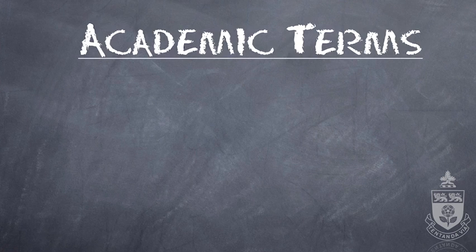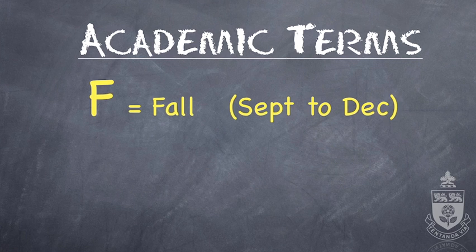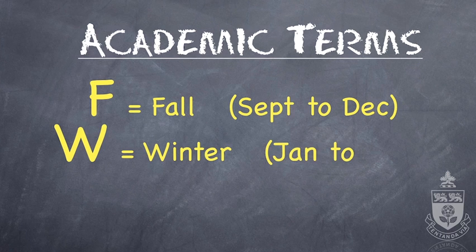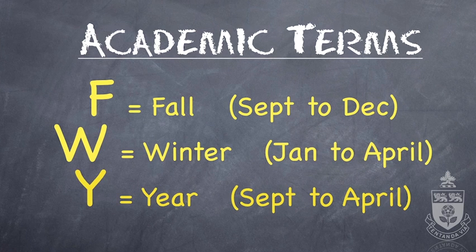Now, let's discuss study terms. At York, terms designate the time period when classes are offered during an academic year. The terms in which students take courses include the fall term, represented by the letter F, the winter term, represented by the letter W, and the year term, represented by the letter Y. There are also terms during summer months.